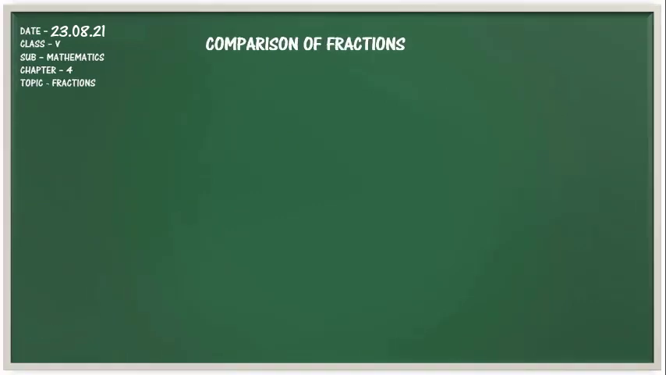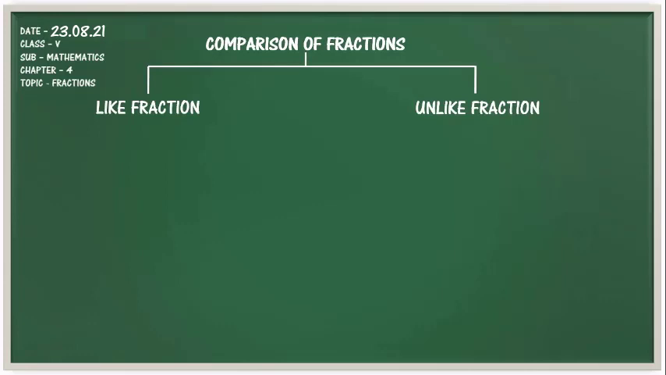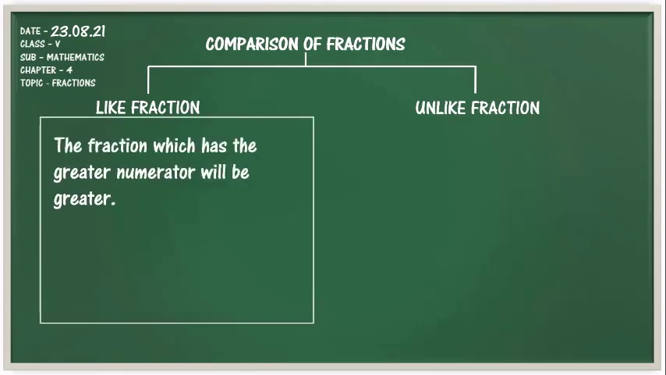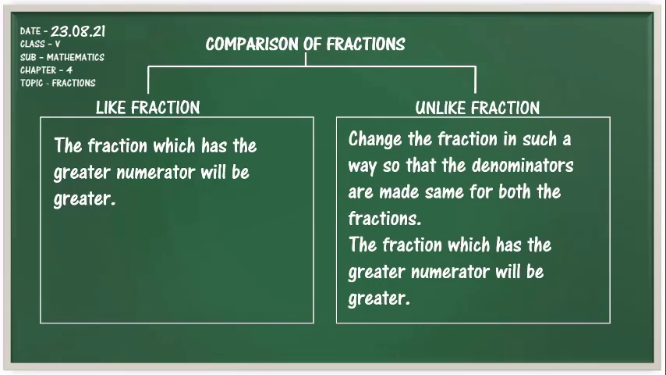Comparison of fractions is divided into two types: like fractions and unlike fractions. For like fractions, the fraction which has the greater numerator will be greater. But when we compare unlike fractions, first we change the fractions in such a way that the denominators are made the same for both fractions. Then the fraction which has the greater numerator will be greater.